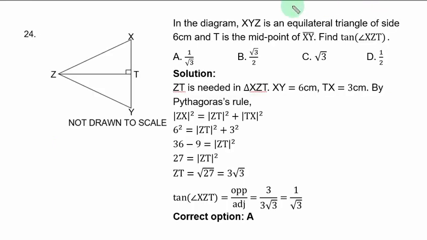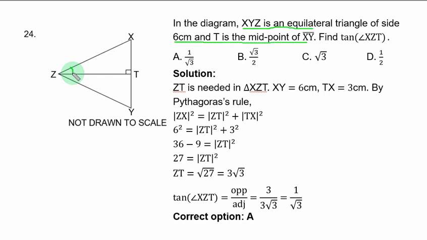Question 24. In the diagram, SYZ is an equilateral triangle of side 6 cm and T is the midpoint of SY. Find tan of angle SZT, that is tangent of this angle. In this triangle, all the sides are equal.